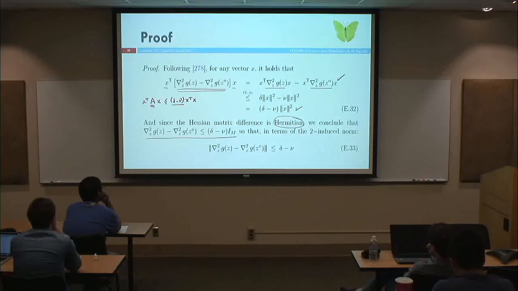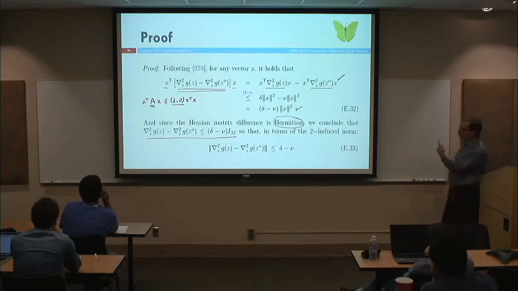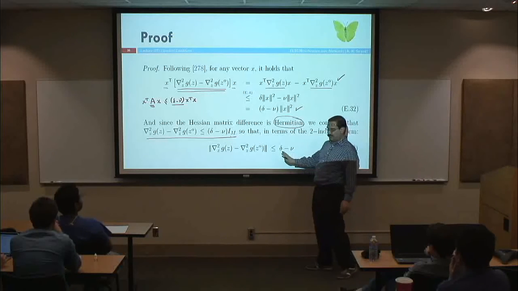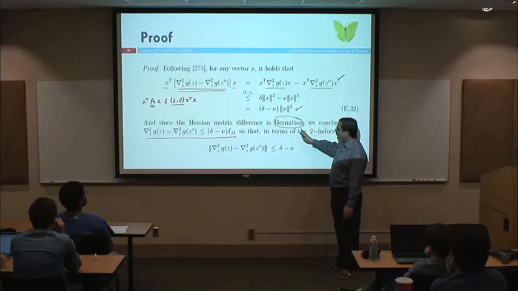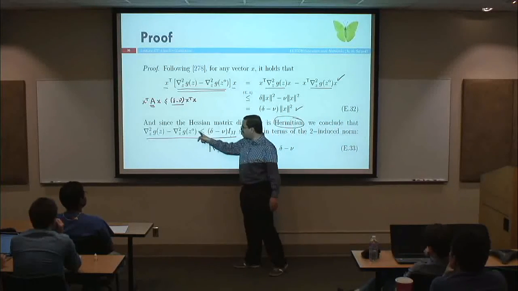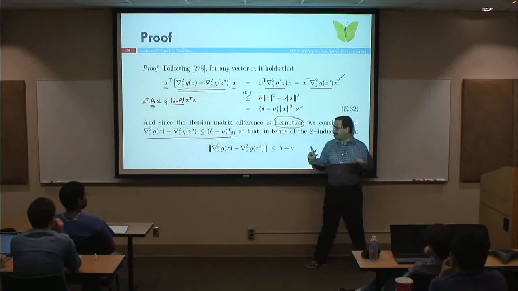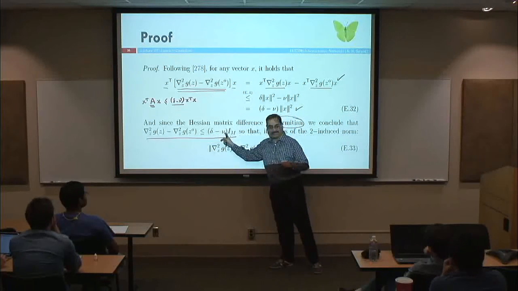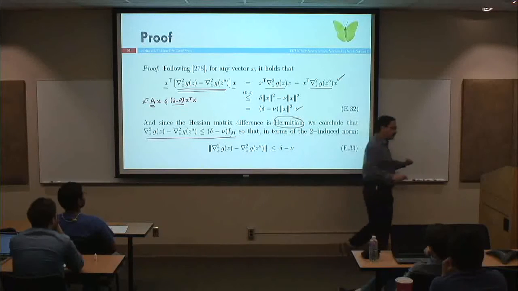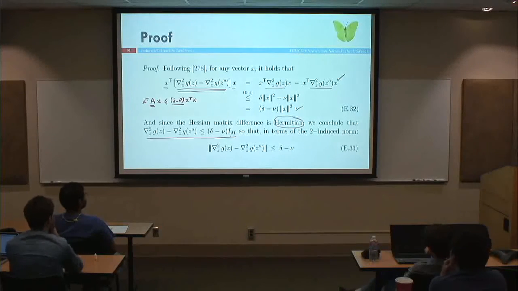So this is one first conclusion so far. I haven't yet finished my argument, but all I have shown so far is that the norm of this difference is never more than delta minus nu. And remember, delta is larger than nu. So let's use this property now to establish the lemma.